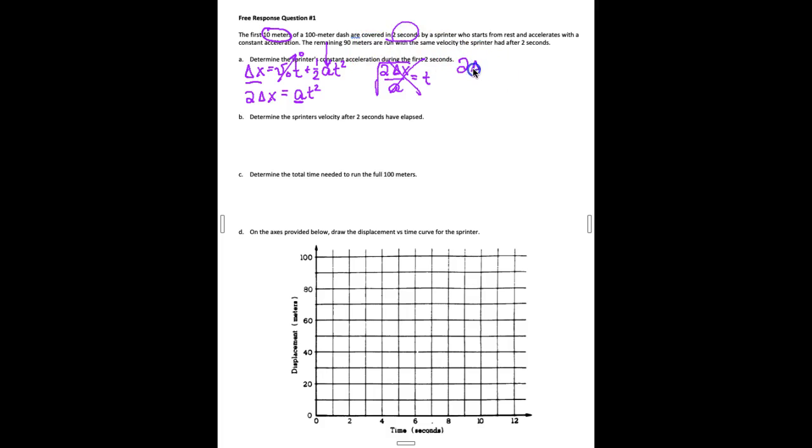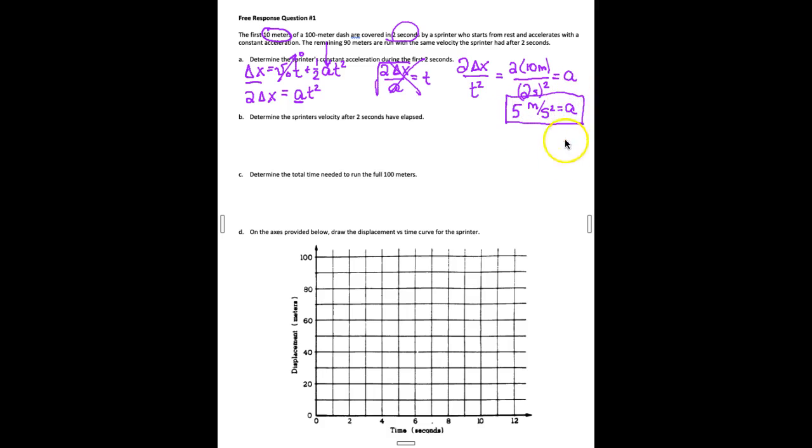That becomes 2 delta x divided by t squared. Or I could write it as 2 times delta x, which is 10 meters, divided by the time, which is 2 seconds, but I've got to remember to square it. That's going to be 20 over 4, and 20 over 4 gives me 5. The units are meters per second squared, equal to the acceleration. That's my answer for part A.